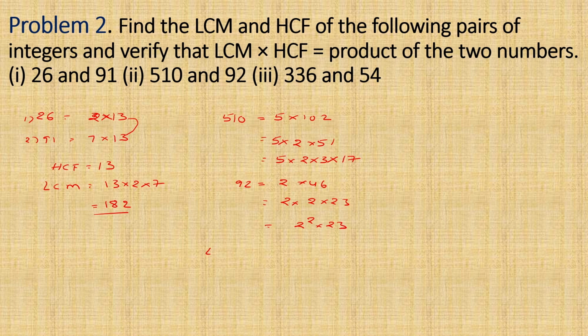So for this LCM is, here 2 is common and highest is 2 power 2, and the remaining are not common, so we write directly that is 5 into 3 into 17 into 23. So by calculating all those things we get 23460. HCF means what is the common? Common is 2 and what is the smallest? Smallest is 2. HCF is 2.